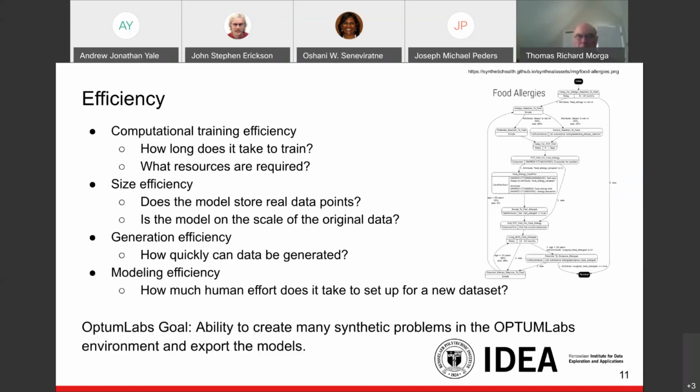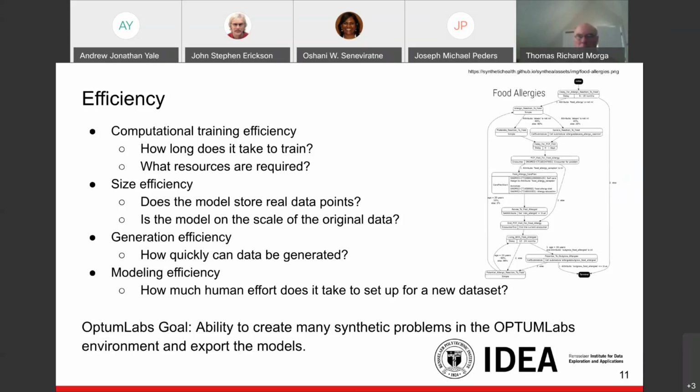Next is efficiency. We want to look at computational training efficiency. How long does it take to train a model? As we'll discuss, we're working with neural networks. Those are inherently pretty long to train, but if you have GPUs or something like that, you can speed up the whole process relatively quickly. But I'll get to that later.